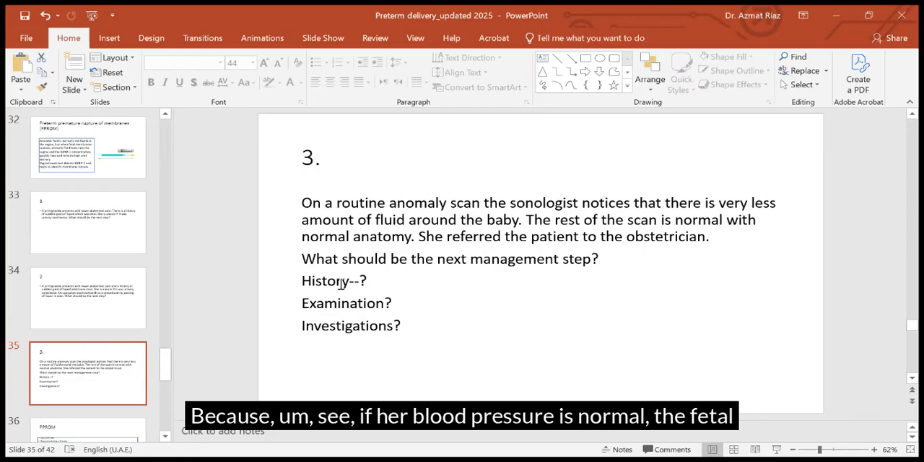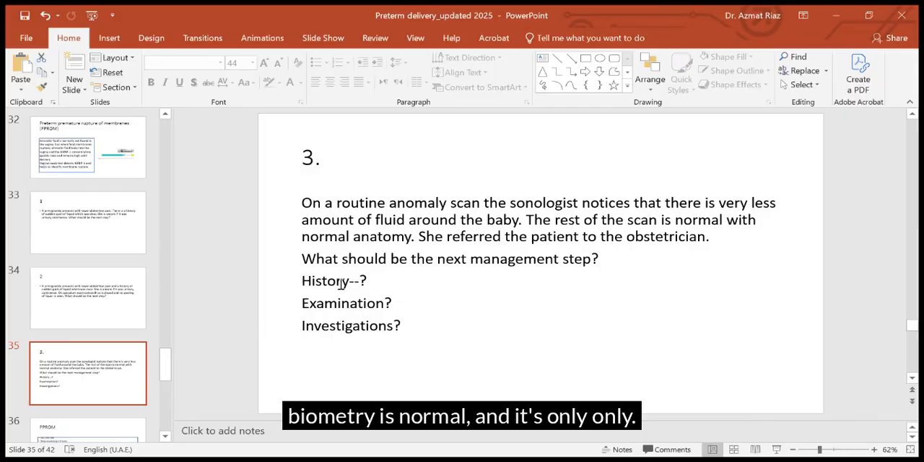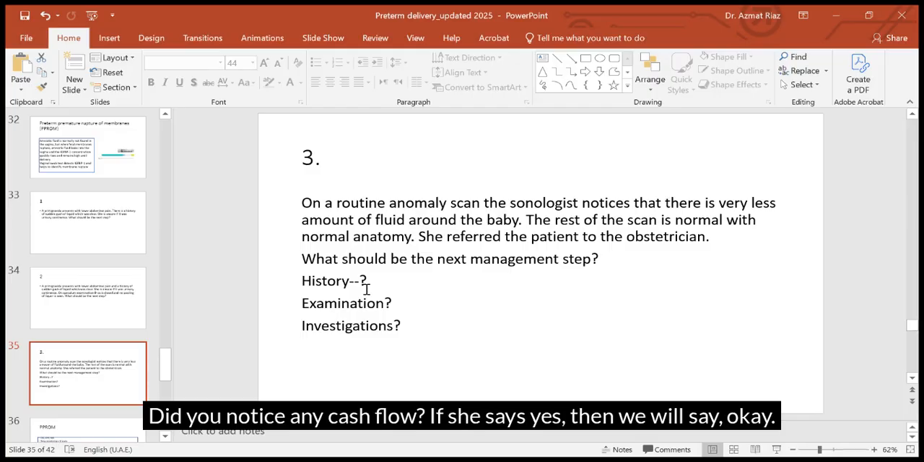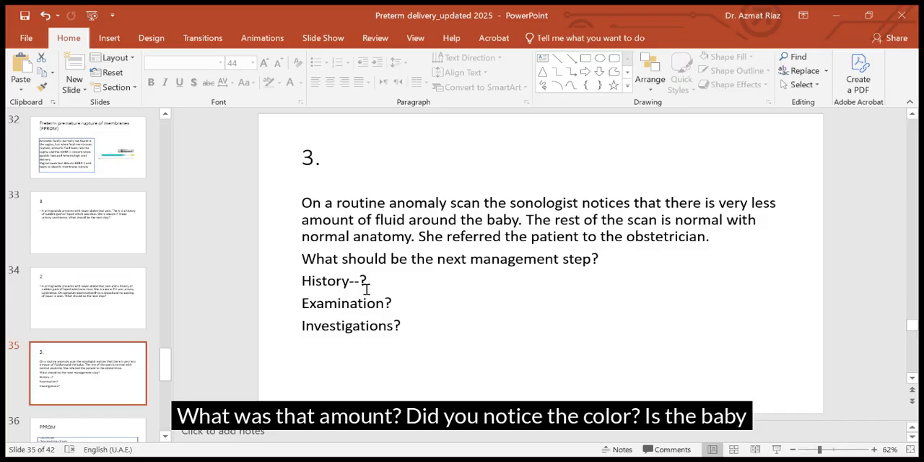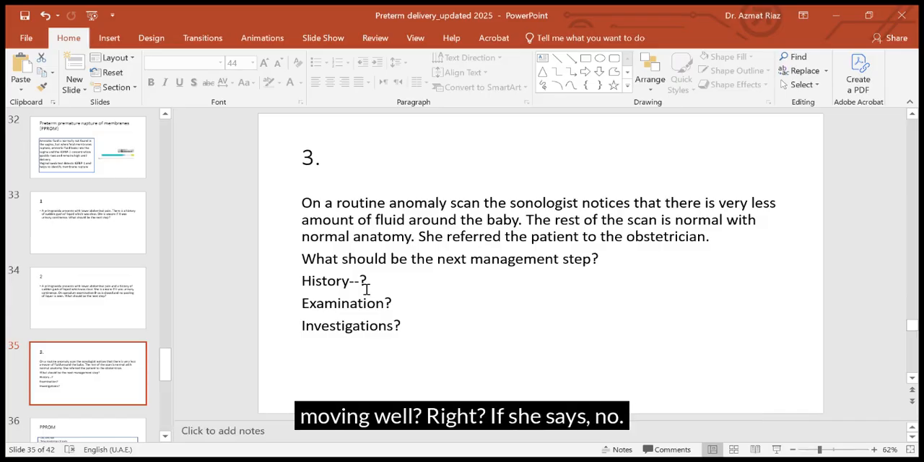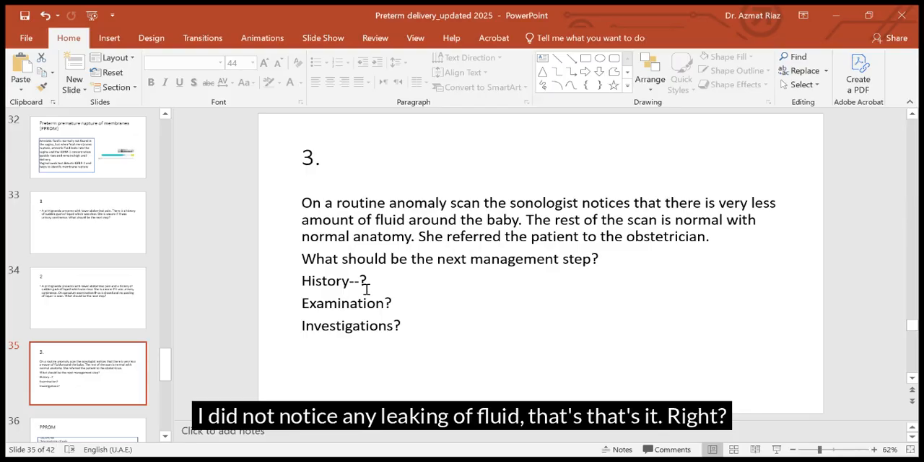Because see, if her blood pressure is normal, fetal biometry is normal, and it's only oligohydramnios, we definitely have to rule out PPROM. So in history, we will ask, did you notice any gush of fluid? If she says yes, then we will ask when it happened, what the amount was, and whether she noticed the color. Is the baby moving well? If she says no, I did not notice any leaking of fluid, that's it.